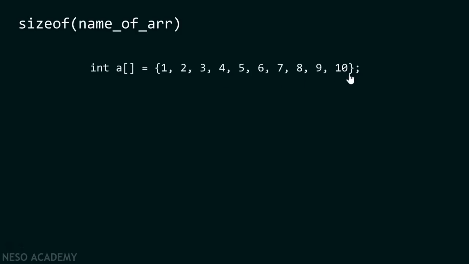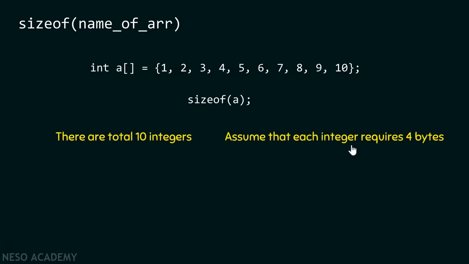Suppose we have an array like this and there are total 10 elements in this array. What is the size of this array? There are total 10 integers, right? And I'm assuming that each integer requires 4 bytes. Then we can easily calculate the size of this array by multiplying 4 with 10. It gives me 40 bytes. We already know sizeof operator gives you the size in bytes, and as we are assuming that each integer requires 4 bytes and there are total 10 integers in this array, therefore the size of this array is going to be 4 into 10, which is equal to 40 bytes, right?